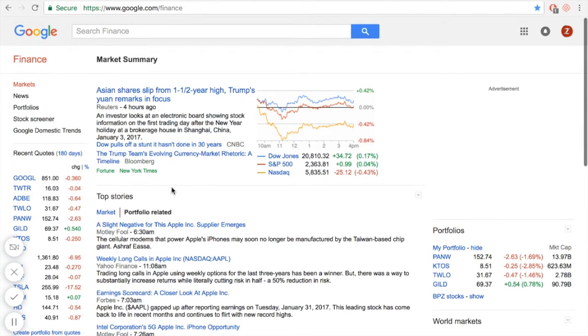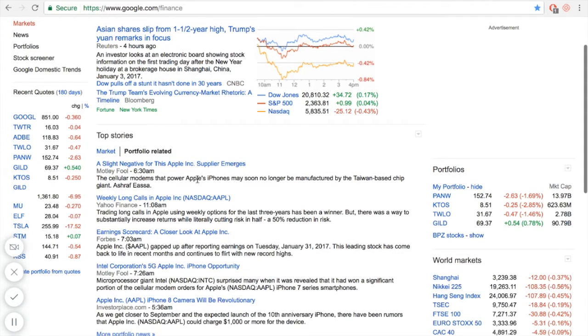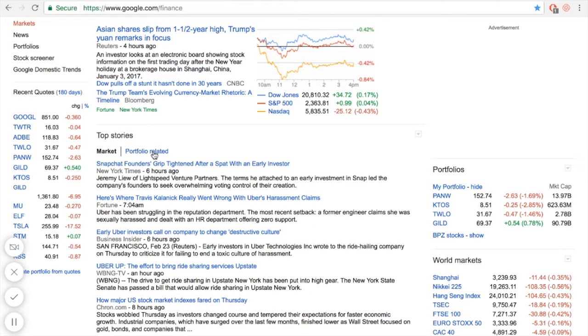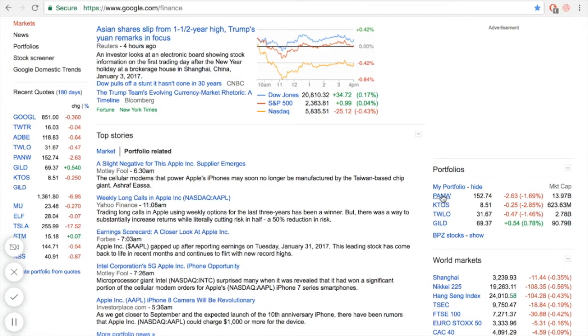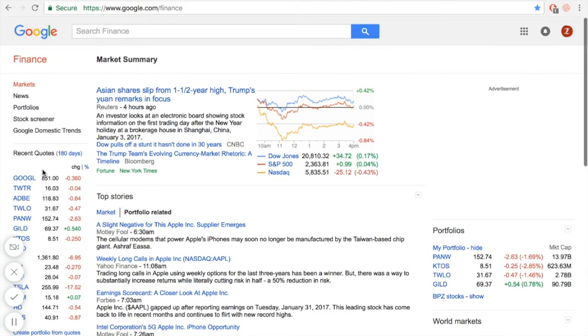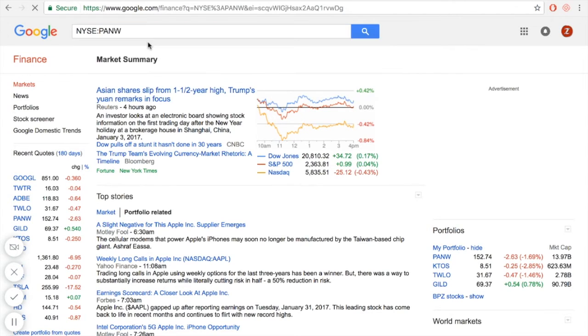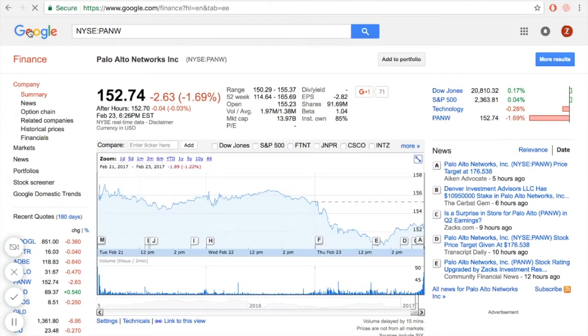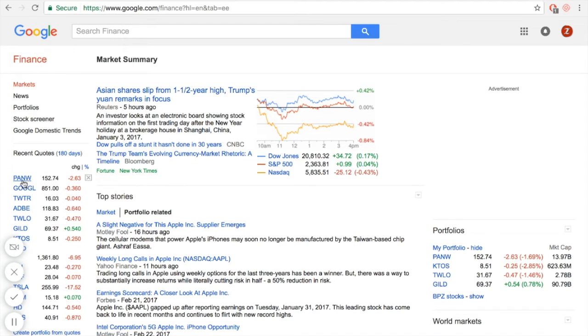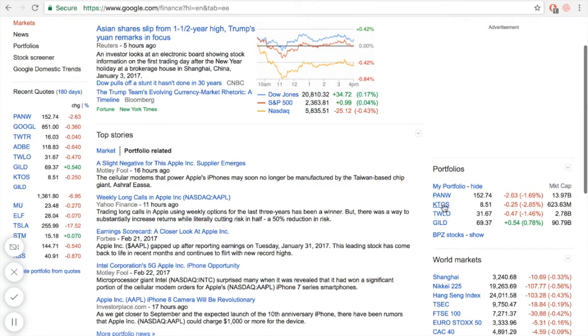So in the middle is going to be all of the news, either general market related, or related to your portfolio, which I have. These are my companies I'm currently in. Over here is going to be recent quotes. So say I want to look up Palo Alto Networks. I would click it right here, go back to Google, and it would be right here in my first recent quote. Over here is going to be, like I said before, your personal portfolio of companies that you might be in, or companies that you just want to keep an eye on.